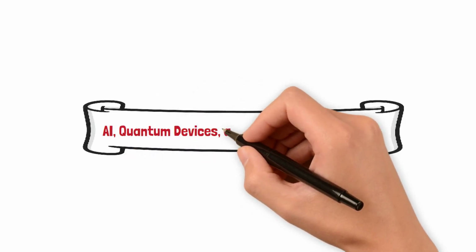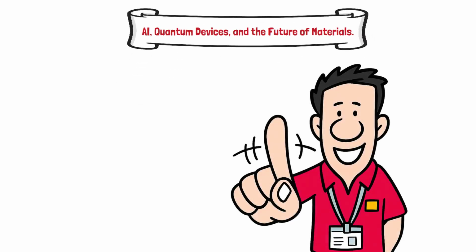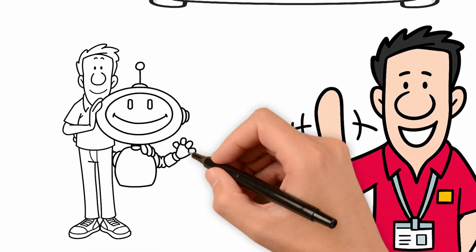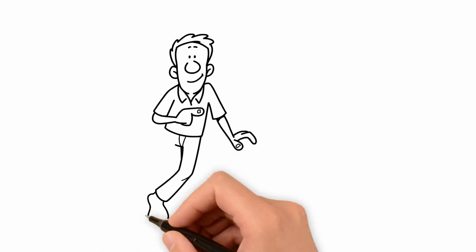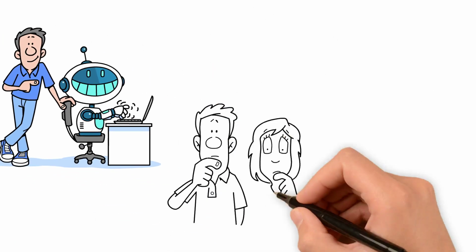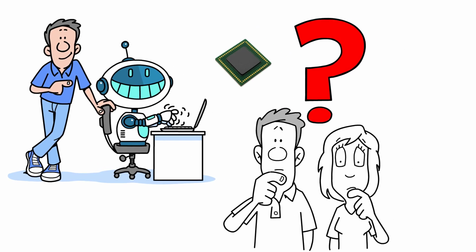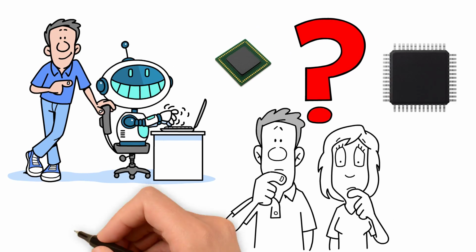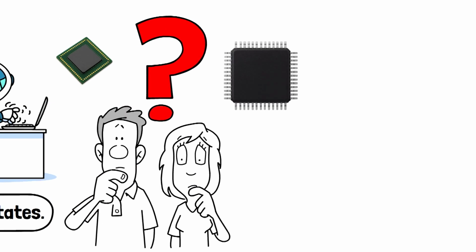AI, quantum devices, and the future of materials. But the story doesn't stop here. Today, AI and machine learning are revolutionizing semiconductor design. Instead of relying on trial and error, scientists use AI models to predict how new materials will behave, optimize chip performance, and even design quantum semiconductors, materials capable of processing information in quantum states.